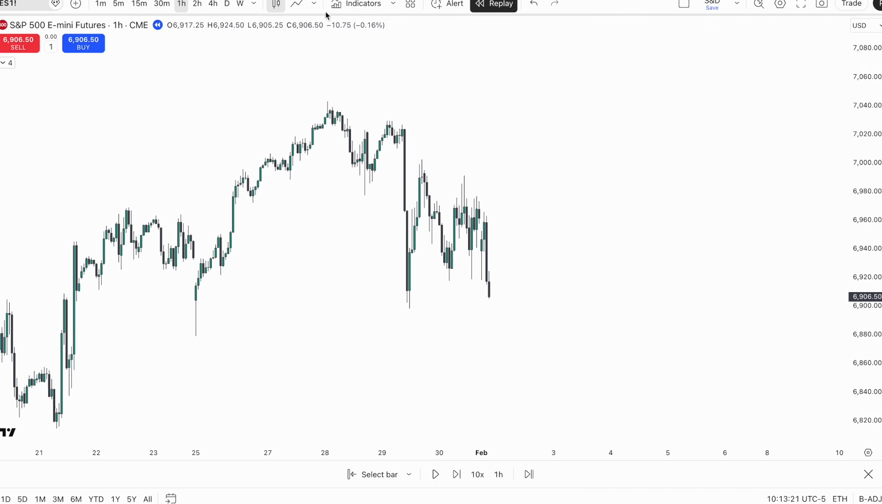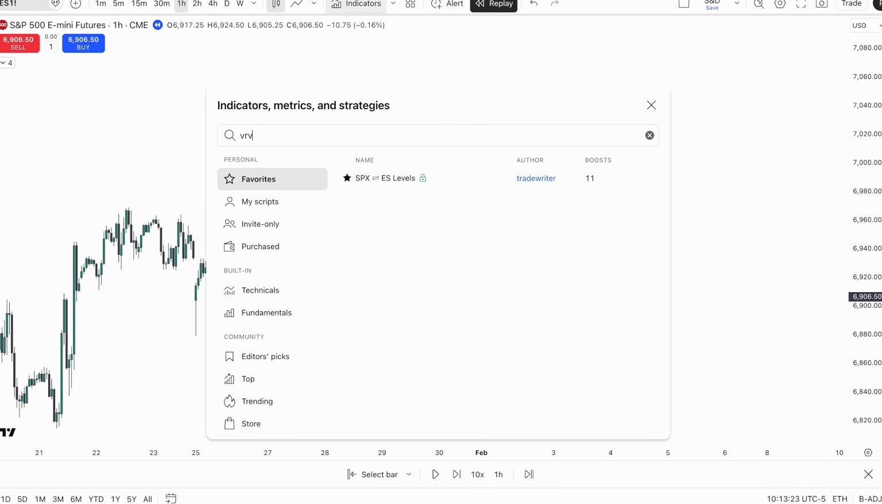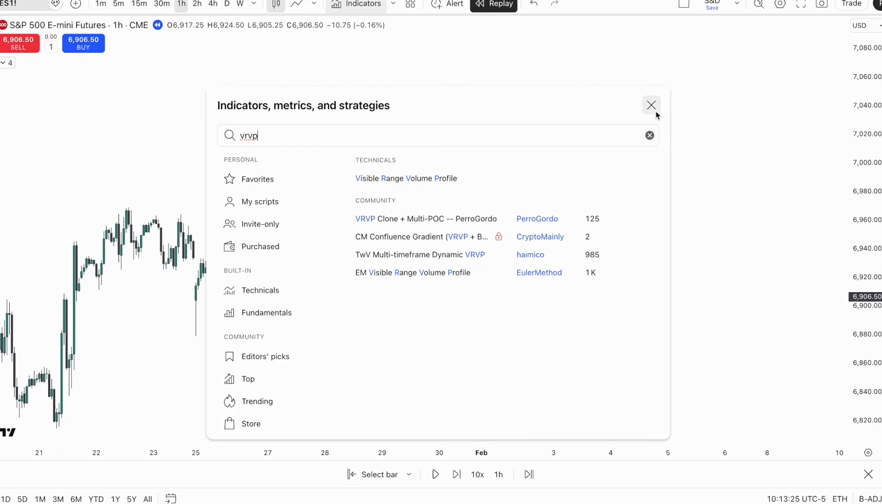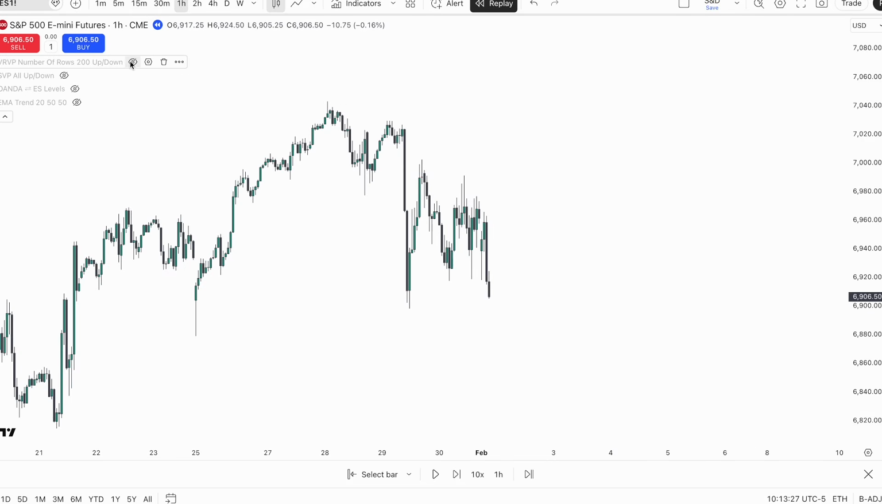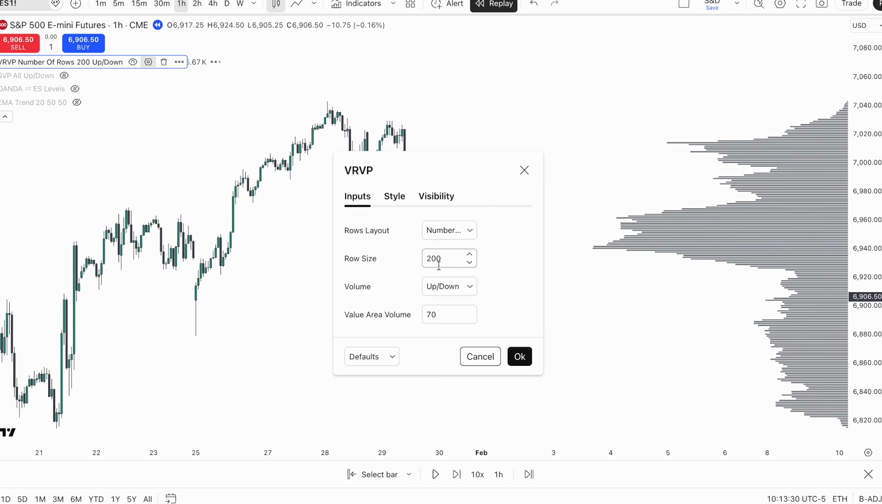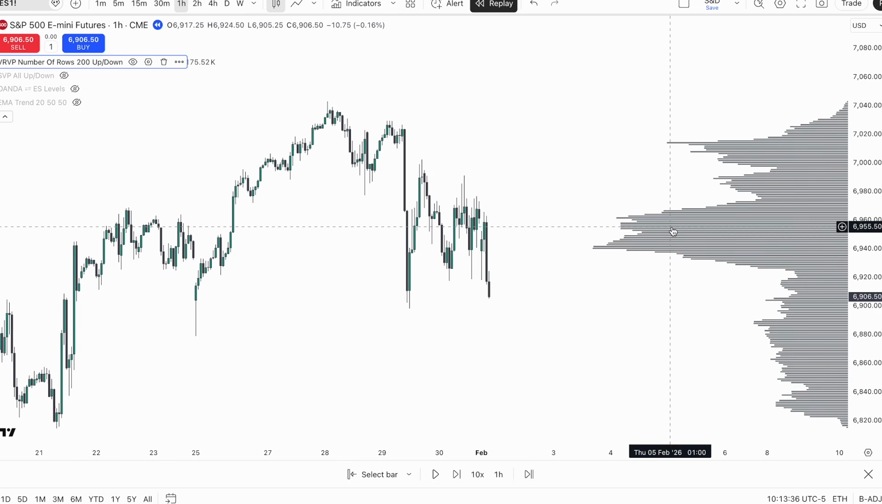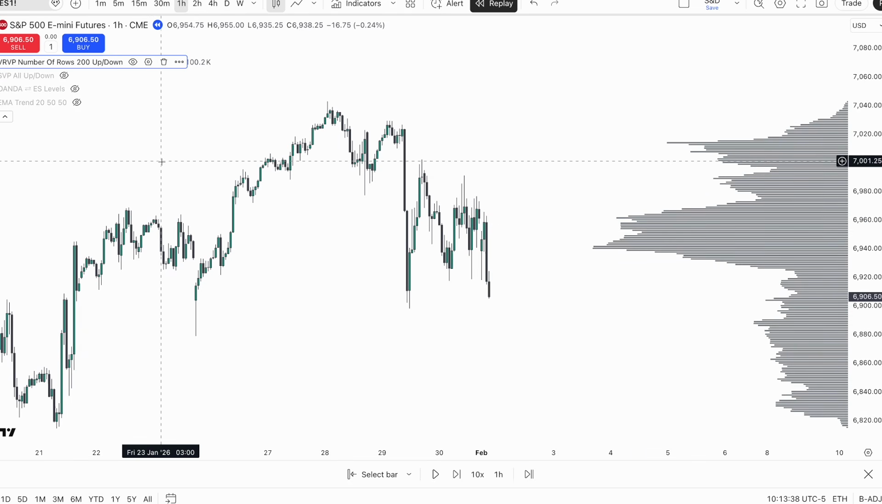Now in TradingView, go to the Indicators tab and type VRVP. Then add this one, and then you're going to go into the VRVP settings and change the row size from 24 to 200. You can also change the color to gray if you want, like I do. And once you have that set up, it should look something like this.